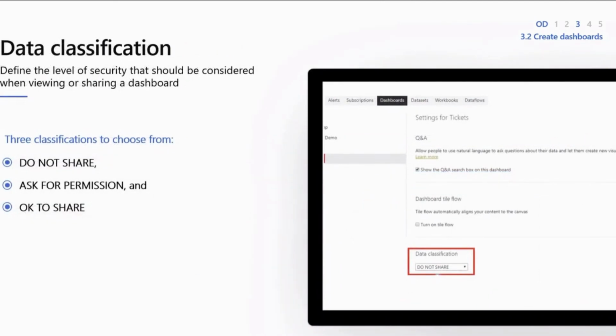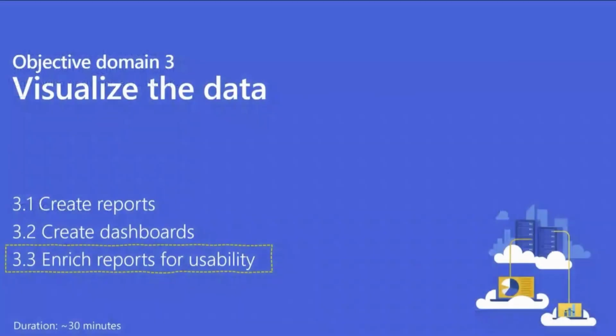Another key bit which Dashboard actually helps a lot with is data classification. So within dashboards, you could use classifications like do not share, ask for permission, and okay to share kind of a thing. And by virtue of doing that, you really can exchange the information or stop the exchange of information among the business users, depending on what kind of data classification you think you might want to apply to that. With that, now let's go to the last subtopic on this, which is enriching the reports for usability.